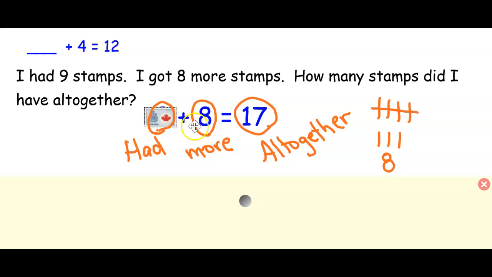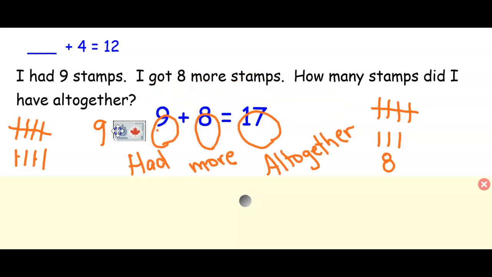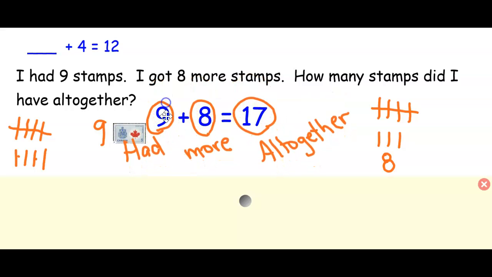So we had 8 more. We have to figure out how many we had to begin with. So again, we could put the number 8 in our head and then count on. Let's do it on this side using tally marks. So 8, 9, 10, 11, 12, 13, 14, 15, 16, 17. So our number is 5, 6, 7, 8, 9. 9. Let's check. Are we right? Yes, we are correct. Our number was 9.